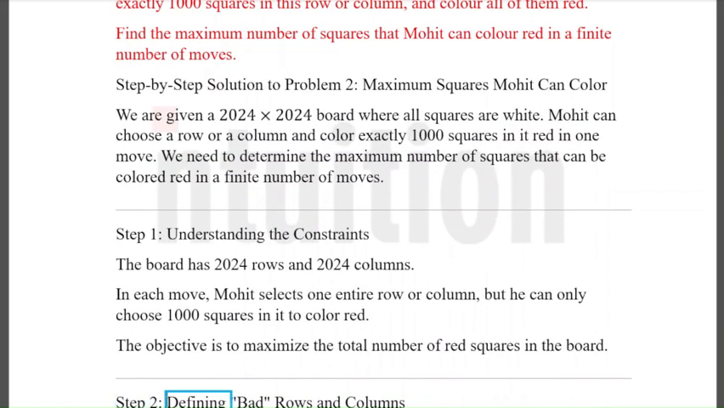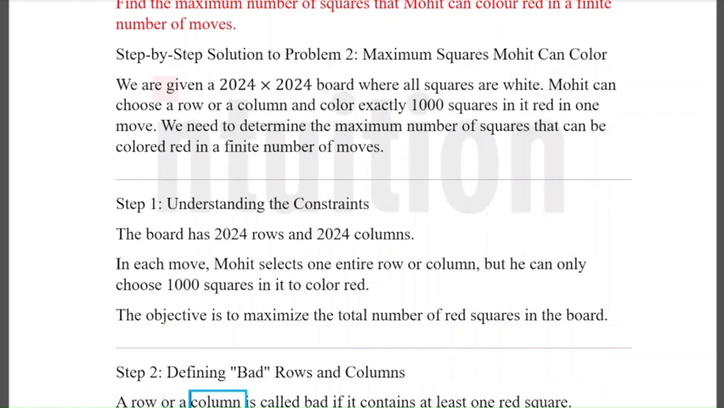Step 2. Defining bad rows and columns. A row or a column is called bad if it contains at least one red square.